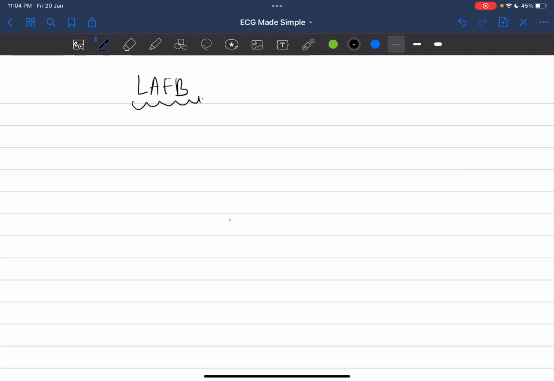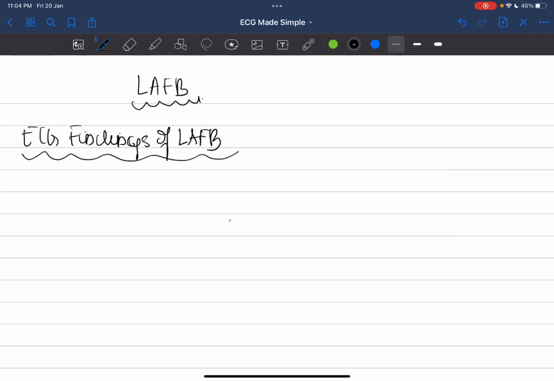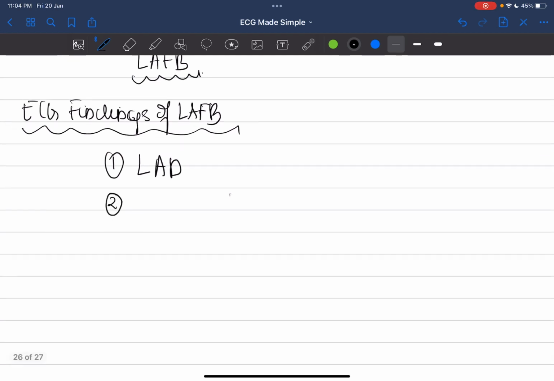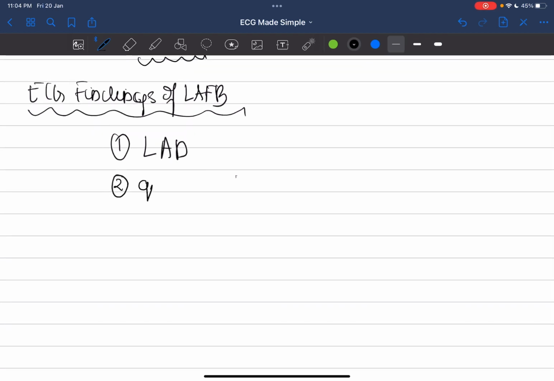Now, jumping straight into the topic, what are the ECG findings of left anterior fascicular block? We all know that left anterior fascicular block is the most common cause of left axis deviation. So the ECG will have evidence of left axis deviation. This is the first point. The second point is evidence of a small Q wave plus a tall R wave in leads 1 and AVL, and a small R wave plus a deep S wave in leads 2, 3, and AVF.